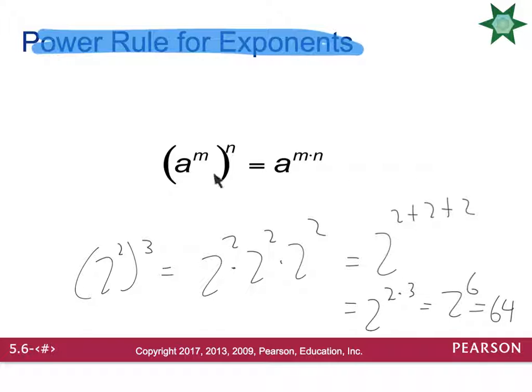And then the general rule is just a to the m to the nth power, so we're taking it to 2 powers. We just multiply the 2 powers. Now notice we only have one base here because we're taking this exponent to another power. So you'll only see one base here, and here's where you multiply your exponents. That's our power rule.